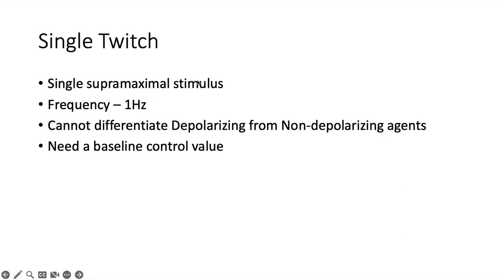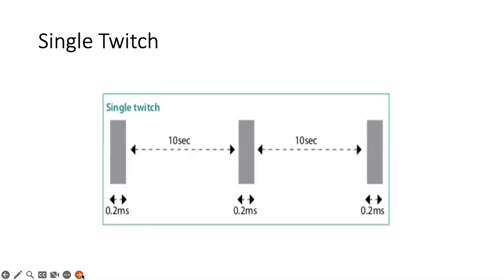It's a single supramaximal stimulus. It has a frequency of 1 hertz. It cannot differentiate between depolarizing and non-depolarizing. Why? Because it's a single twitch. And it requires a baseline value, because for you to assess whether the patient is ready to be intubated, you have to look at the amplitude of the twitch. So that's what you're relying on.